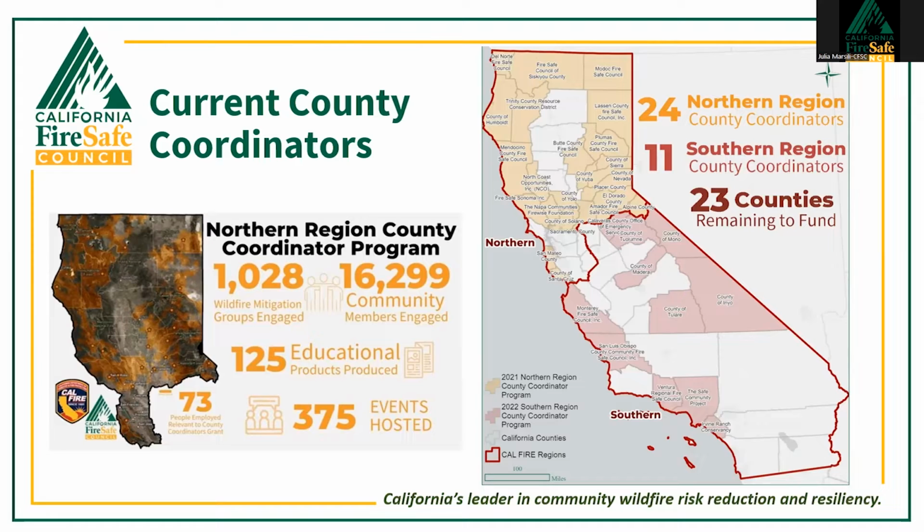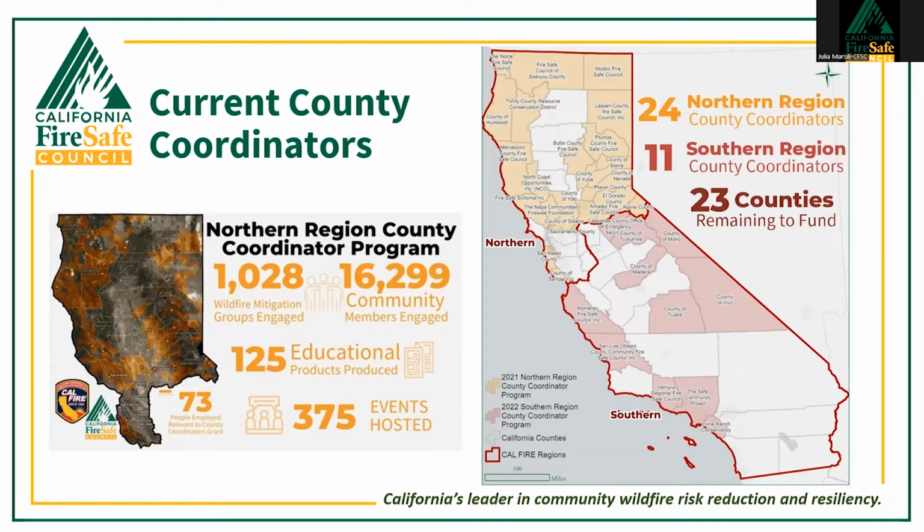And then anybody that is in gray are the counties that are eligible to apply for this new, what we're calling the statewide round of funding. So we currently have 35 in-place county coordinators, and we would love to ultimately have a county coordinator in every county in the state that wants one.